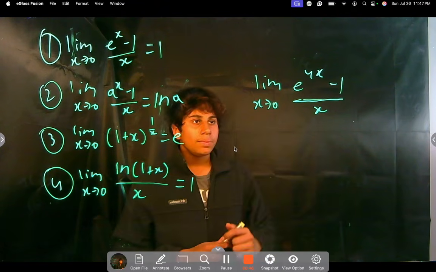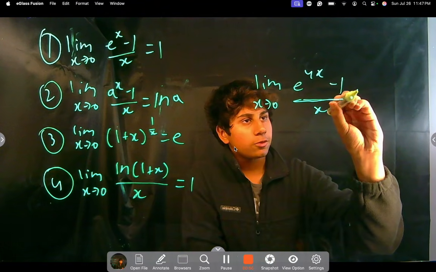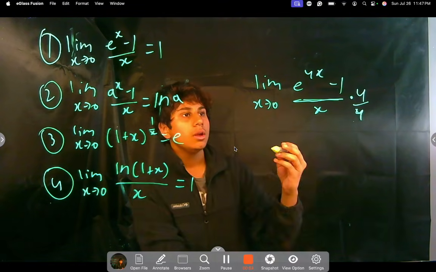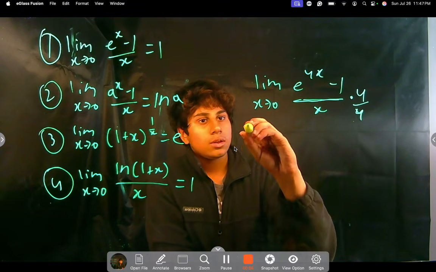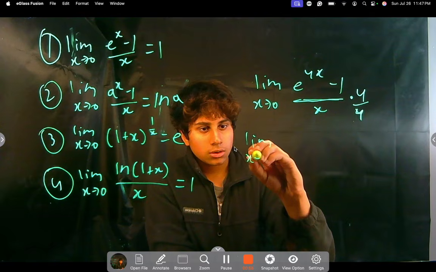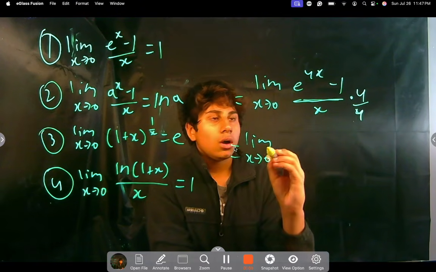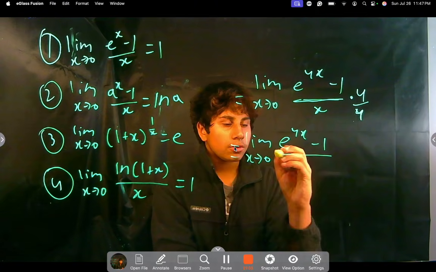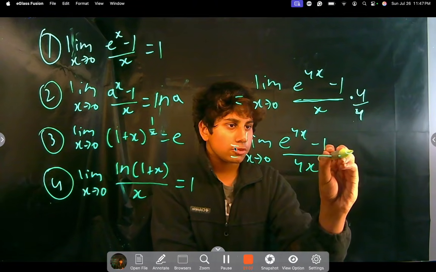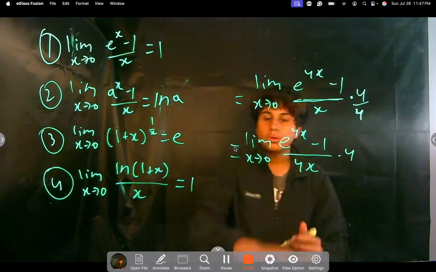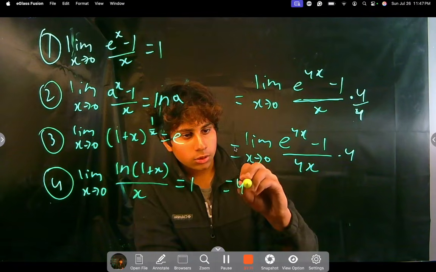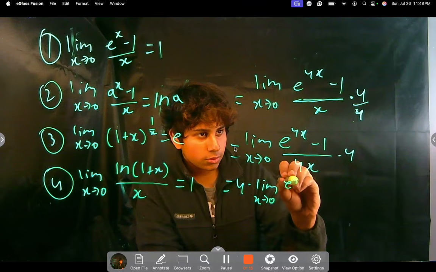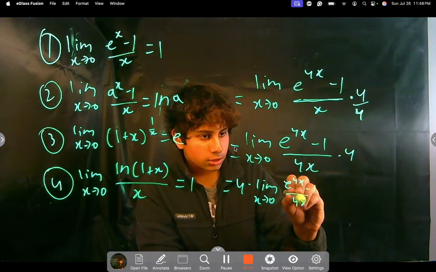So what we can do is multiply this by 4 over 4, which is like multiplying it by just 1, which doesn't do anything, right? So this will become the limit as x approaches 0 of (e to the 4x minus 1), we're just going to leave that, over 4x, times 4 here. Now, this 4, we can move it out here, okay? So 4 times the limit as x approaches 0 of (e to the 4x minus 1) over 4x, right?